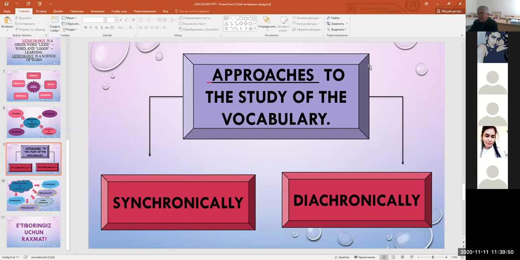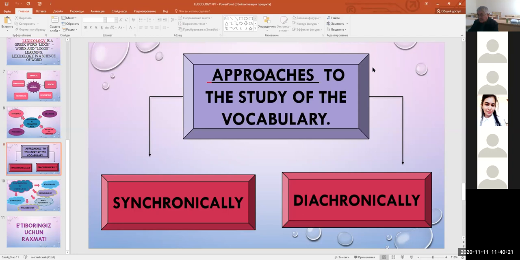There are two approaches to the study of the vocabulary of the language: diachronic and synchronic. The synchronic approach deals with the vocabulary as it exists at a given time, at the present time. The diachronic approach studies the changing and the development of vocabulary in the course of time.